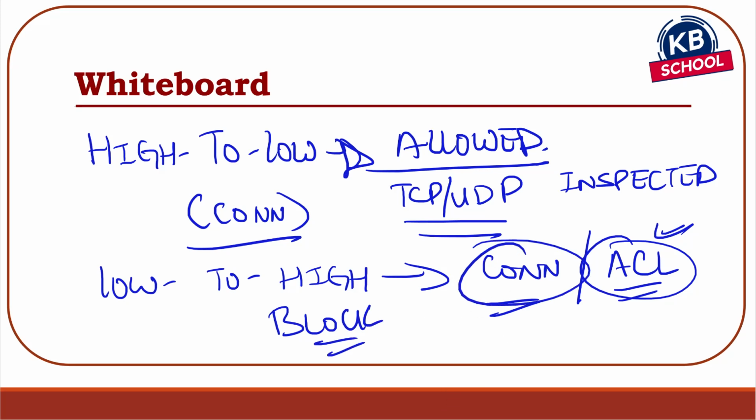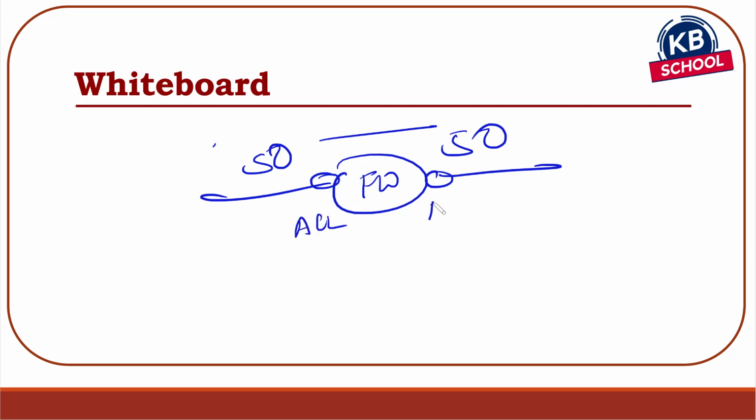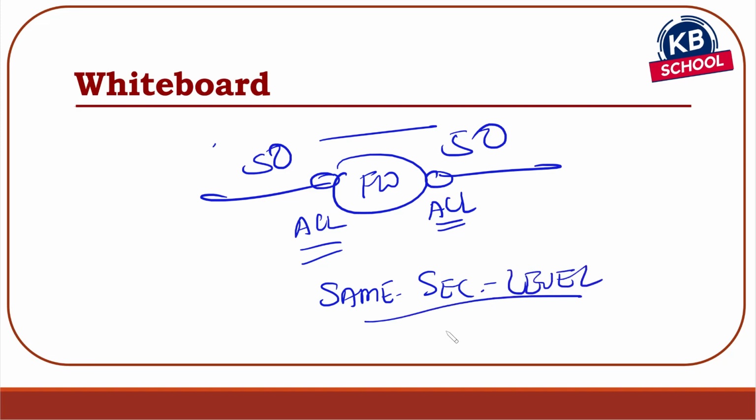Now, what happens if you have two interfaces with the same security level? So let's say I put this as 50 and put this as 50. This is my firewall. If you have two interfaces that are the same security level, by default, the behavior is, I don't want these two interfaces to talk to each other at all. Even an ACL in that case will not help by default. So the traffic will be blocked, and even an ACL will not help.